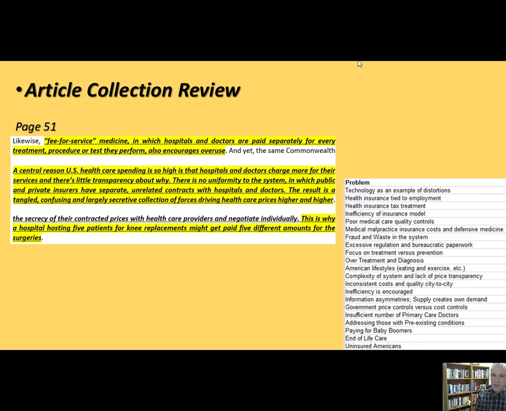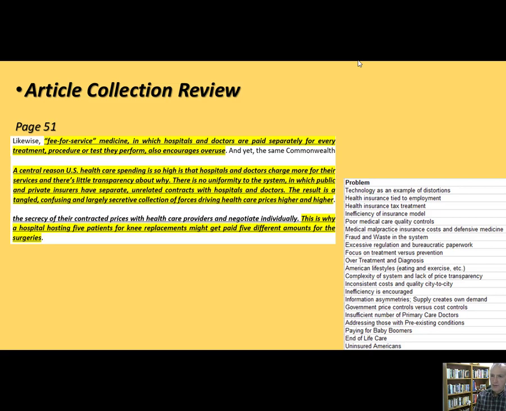So fee-for-service medicine, in which hospitals and doctors are paid separately for every treatment, that also gives us overuse. A central reason U.S. healthcare spending is so high is that hospitals and doctors charge more for their services, and no one really knows why. So essentially this article is saying, we don't know. It's so complex. There's no uniformity in the system.